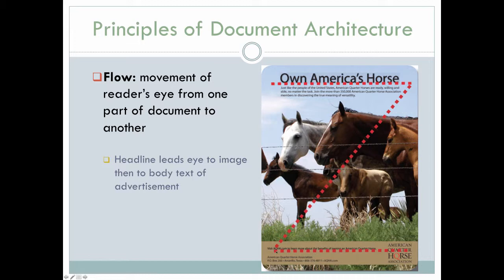And then the text in the body of the ad goes all the way across to the end of the ad where it ends at the logo here for the American Quarter Horse Association. This ad is an excellent example of flow.